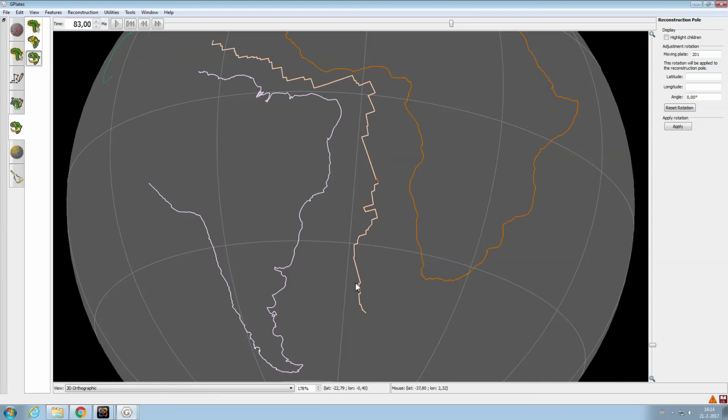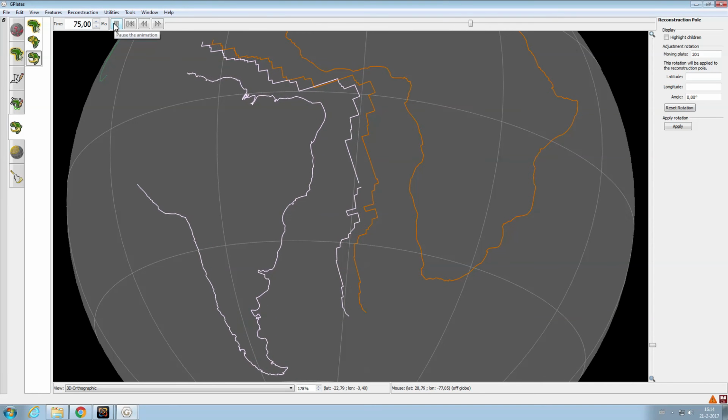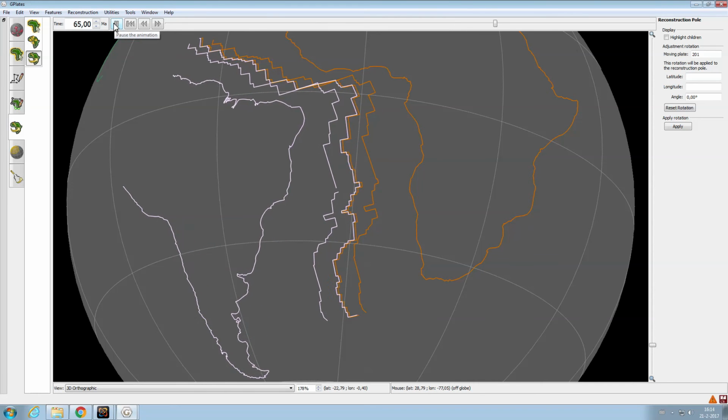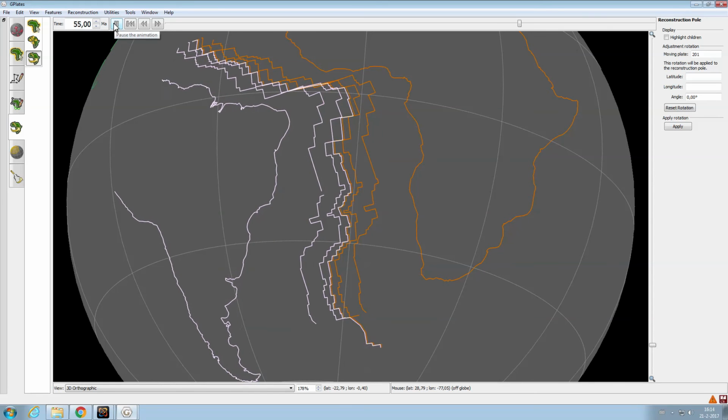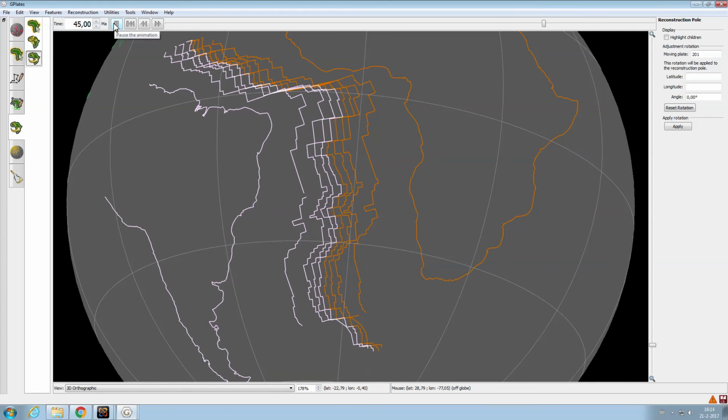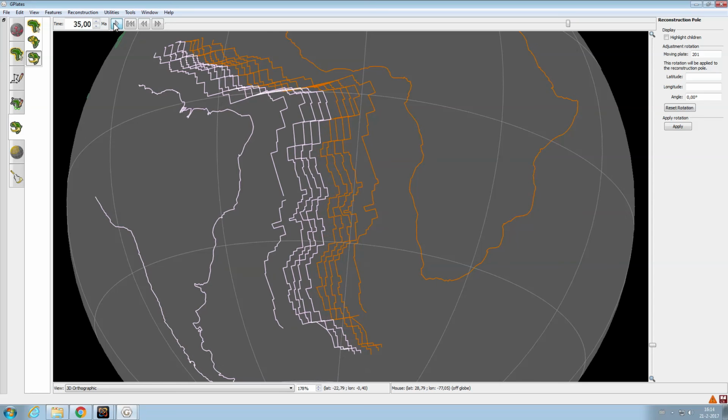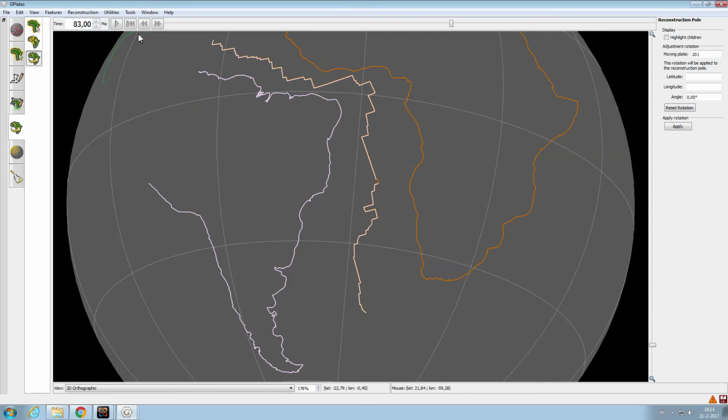Okay, I've now done all anomalies. The last one, the oldest one, is 83 million years old. So if I now click play, we see the South Atlantic opening. So this is exactly what we want. So 83 million years ago, as you can see, Africa and South America are quite a bit closer together than they are today, but the South Atlantic Ocean is not yet fully closed.